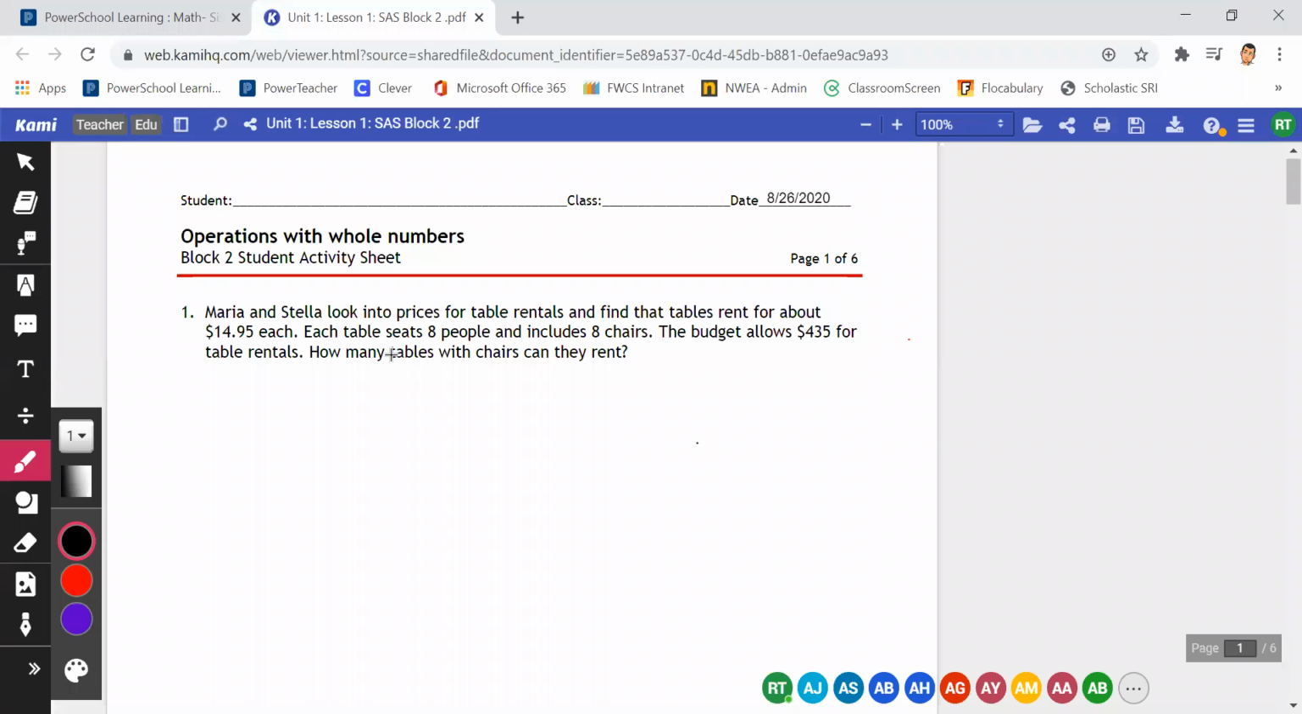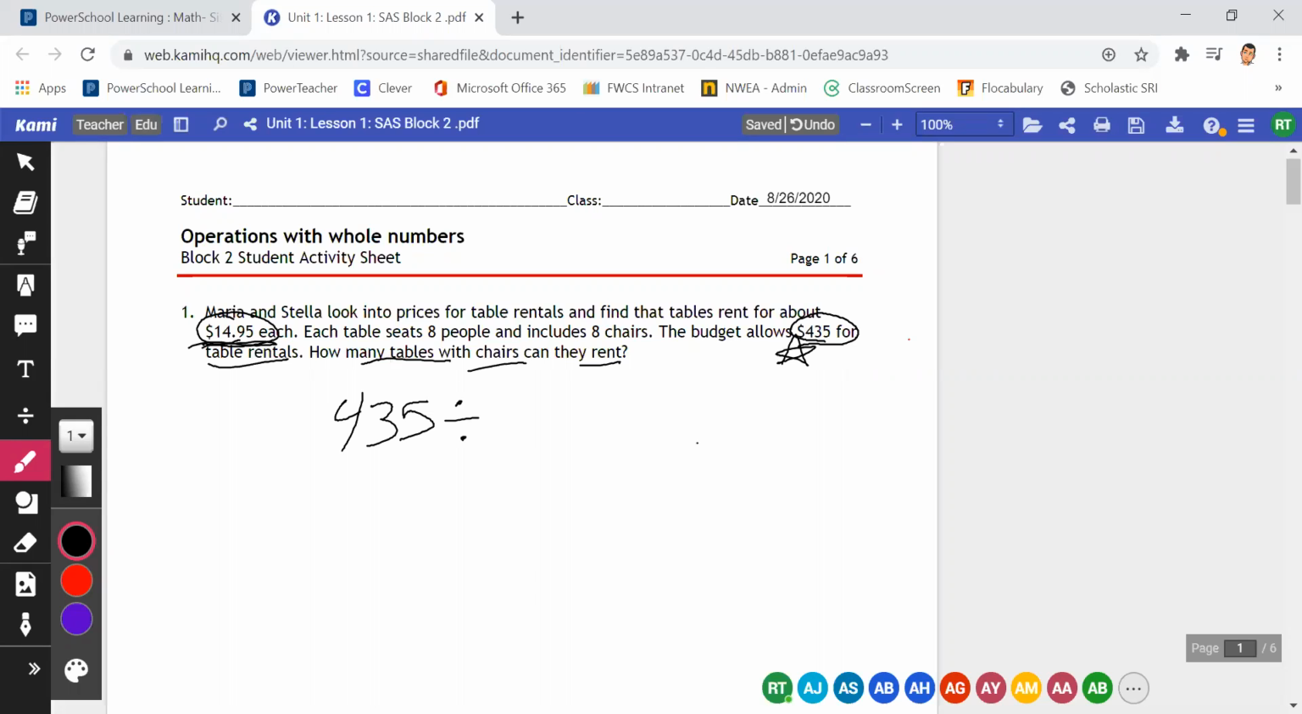It says Maria and Stella look into prices for table rentals and find that tables rent for about $14.95 each. Each table seats 8 people and includes 8 chairs. The budget allows for $435 for table rentals. The question is, how many tables with chairs can they rent? So our problem is $435 because that's their total budget, and we want to divide that by the price of each table.